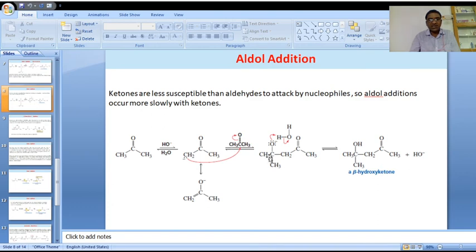This is the carbonyl carbon. This is the CH2. In between this carbonyl carbon and this alpha carbon, a new sigma bond is generated. New sigma bond is generated. Is it clear?